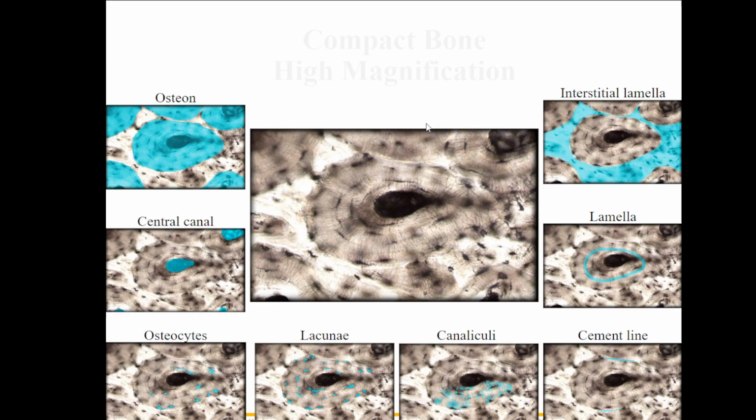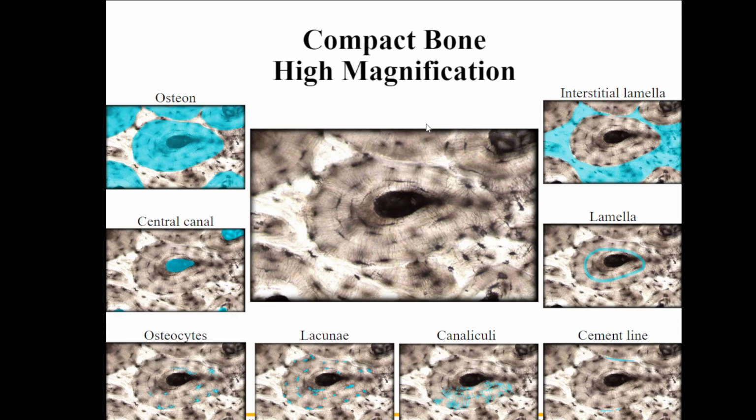Okay? So here is a closer image of an osteon. You see in the middle, the central canal. You see this lacunae housing your osteocytes. You see also the canaliculi, those lines there. And that circular formation, you call that the lamellae, or the lamellar formation, right?